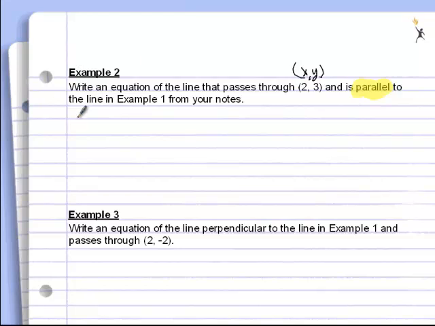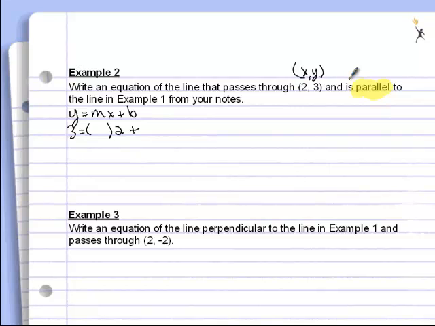The first thing I'm going to do is write my equation, y equals mx plus b. I'm given some information right away. I'm given an x and a y. I'm going to substitute those in first. My y is 3, and my x is 2.